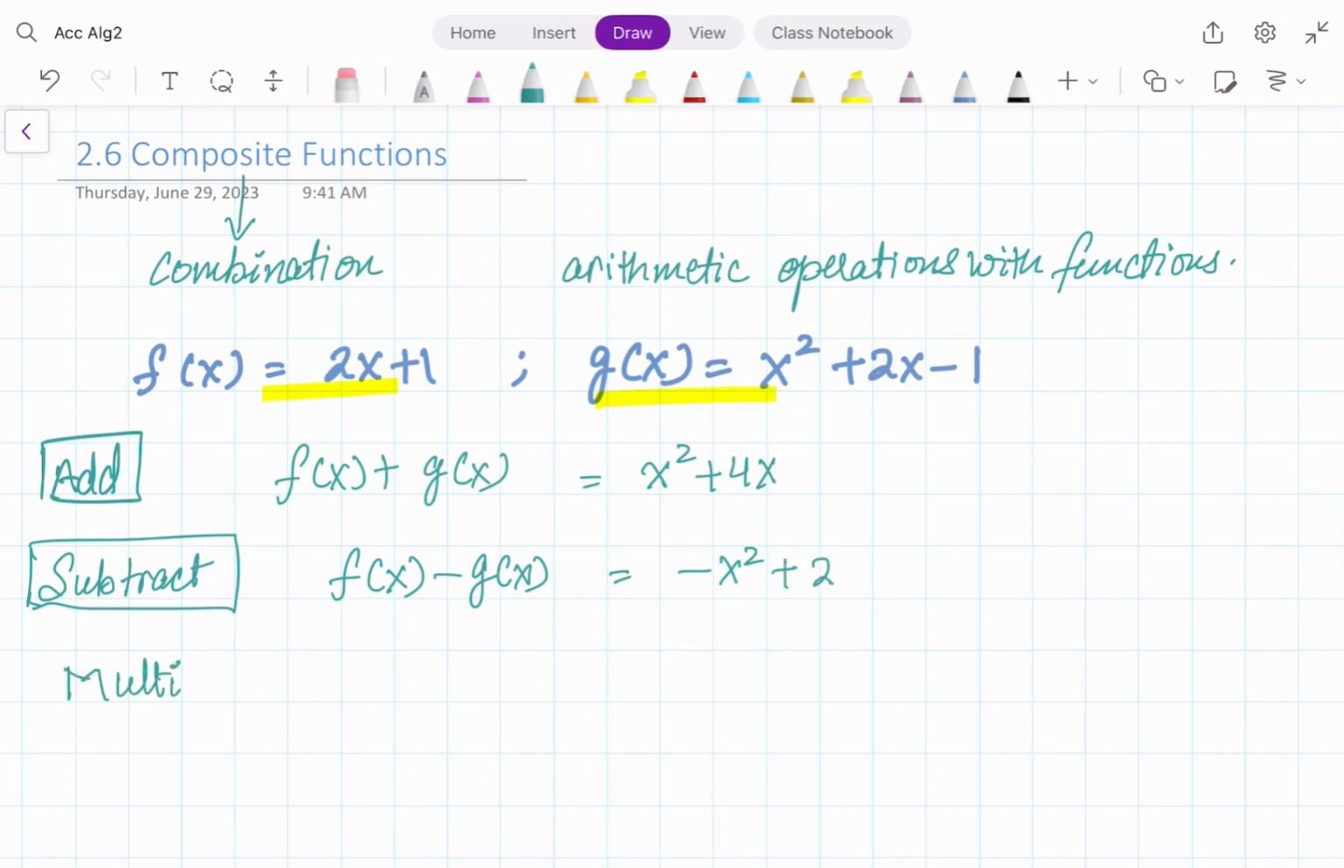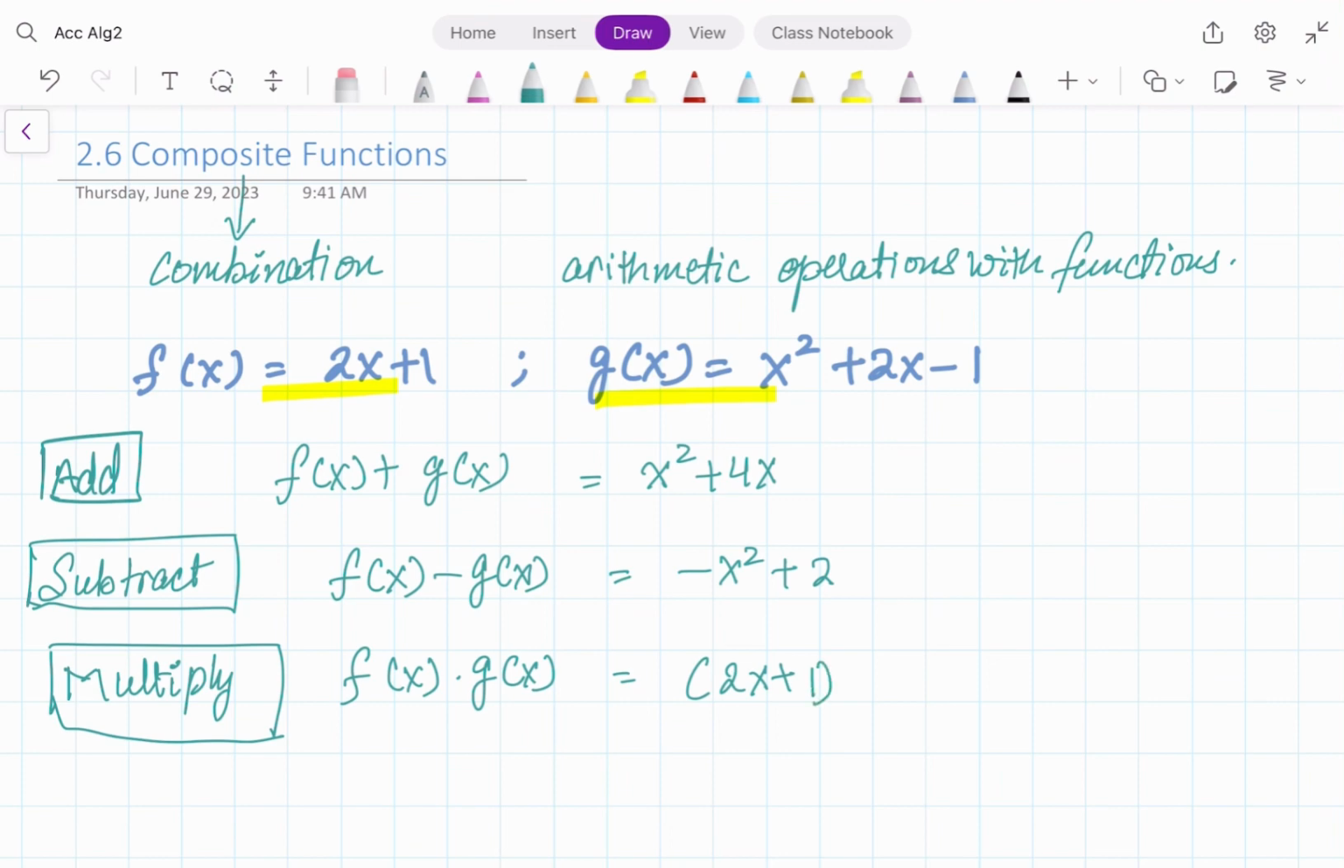Composite is a little bit different from this. Composite is one function inside another function. It is a combination. So these are the basic operations: adding, subtracting, multiplying with more than one function. You are multiplying them, dividing them.